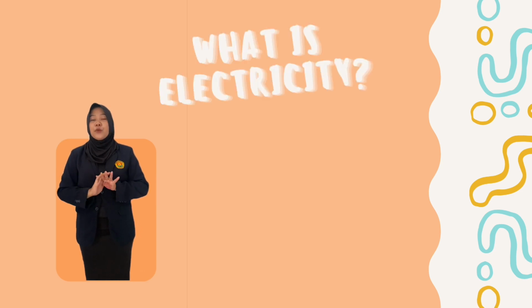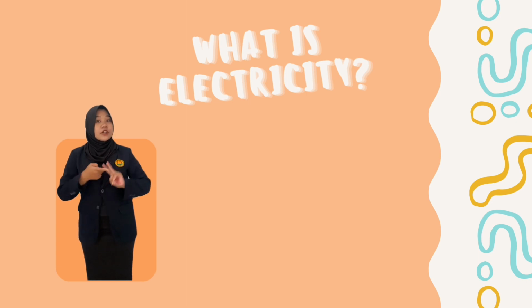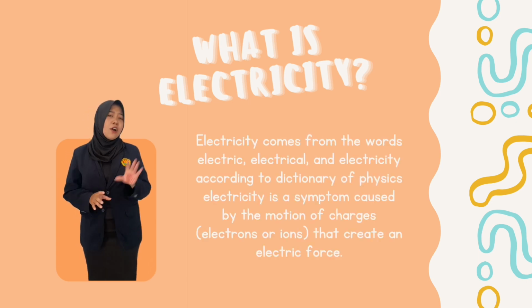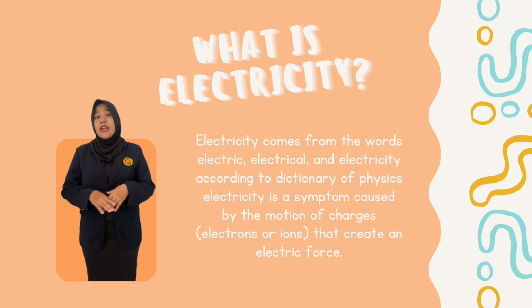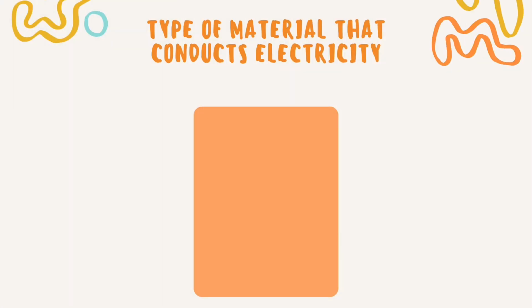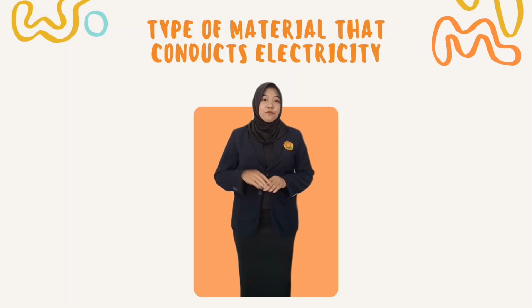We often hear about electrical or electricity. What do you think about electricity? Okay, nice. Electricity comes from the words electric, electrical, or electricity. According to the Dictionary of Physics, electricity is a symptom caused by the motion of charge, electrons, and ions that create an electric force. There are three types of material that can conduct electricity.